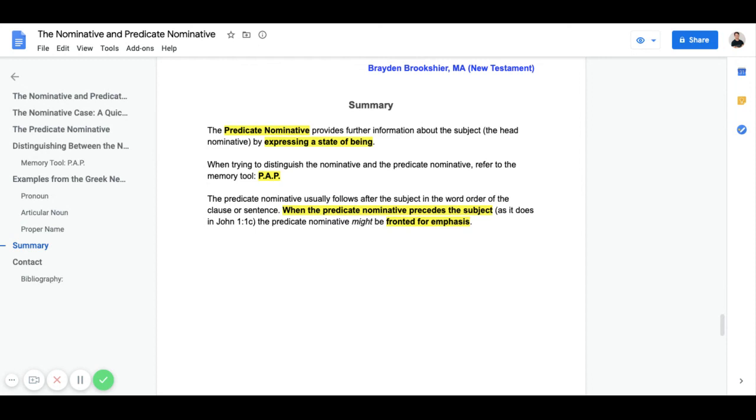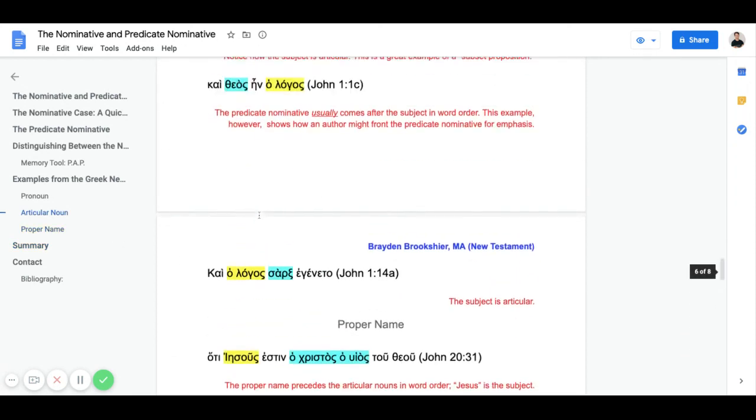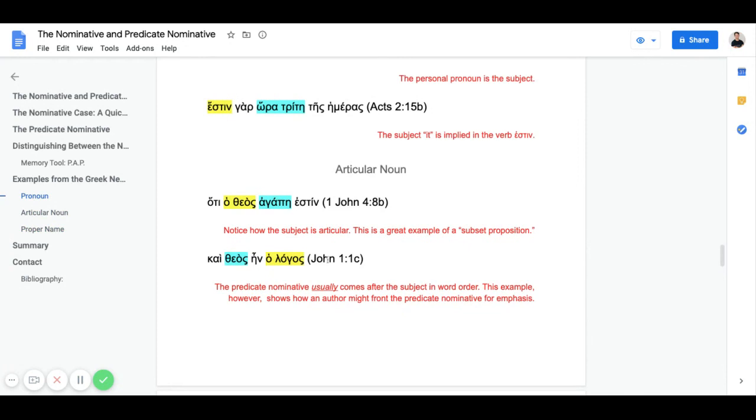And last, and if we did not make this a great enough point, which we probably should, the predicate nominative usually follows after the subject in the word order of a clause or sentence. So when the predicate nominative precedes the subject as it does in John 1:1, which I'll go up to in a second, the predicate nominative might be fronted for emphasis. Now we can't say that as a hard and fast rule that's always fronted for emphasis, but certainly in John 1:1c. So let's look at that again as we are going to close out.